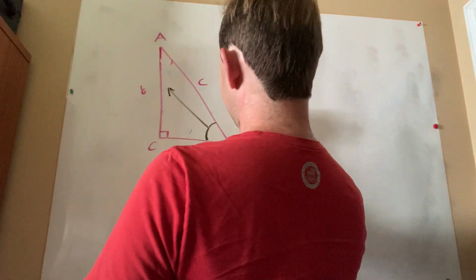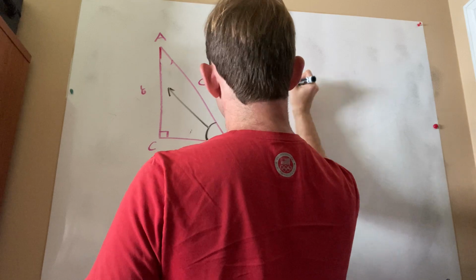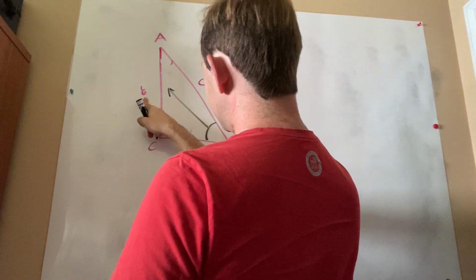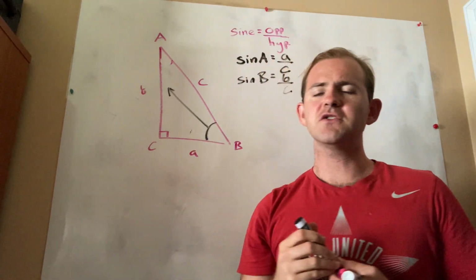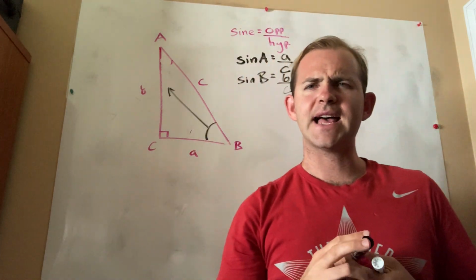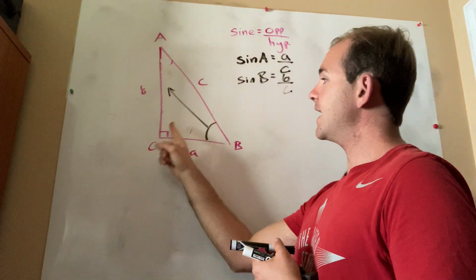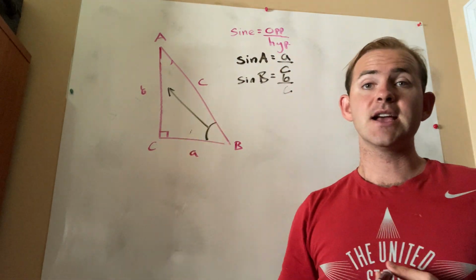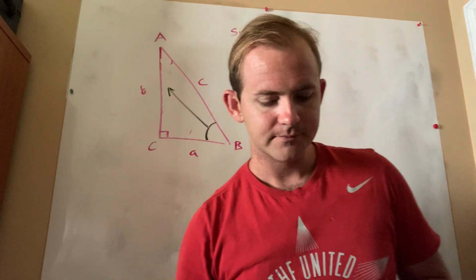Well, that would be little b. So the sine of angle B would just be little b, opposite, over the hypotenuse, which is C. For those who forgot, the way we know which one's the hypotenuse is it's always across from the right angle. Notice how the right angle here opens up to C. So C would be the hypotenuse, okay?